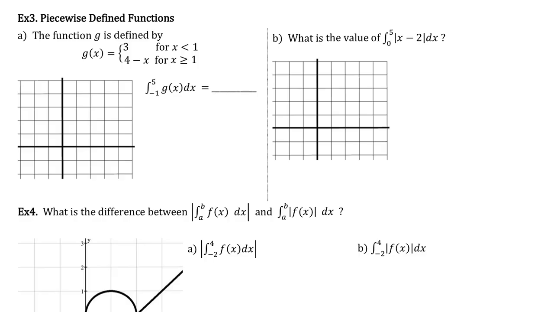Okay, example 3, piecewise defined function. The function g is defined by g of x equals 3 for x less than 2, and equals 4 minus x for x greater than or equal to 2. Find the area under the curve from negative 1 to 5 of g of x dx.